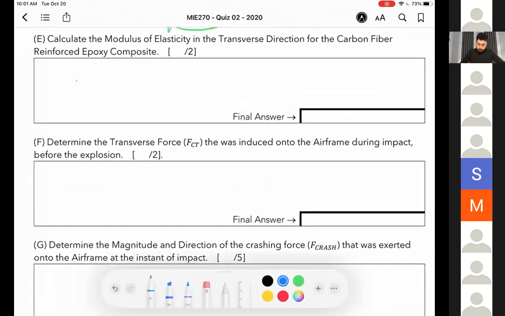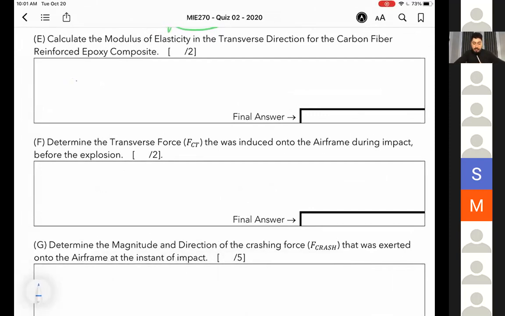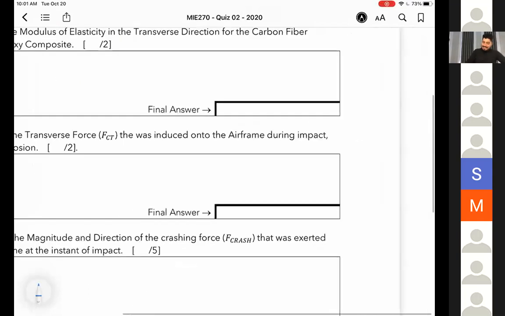Let me change this. Get out of green. Okay, calculate the modulus of elasticity in the transverse direction for the carbon fiber reinforced epoxy composite. So now that we did the longitudinal, how can we do this? No, not the lower bound equation. The other equation. The other one, you just said it. It was just there on the sheet. You could go back to the sheet and I'll tell you which one.